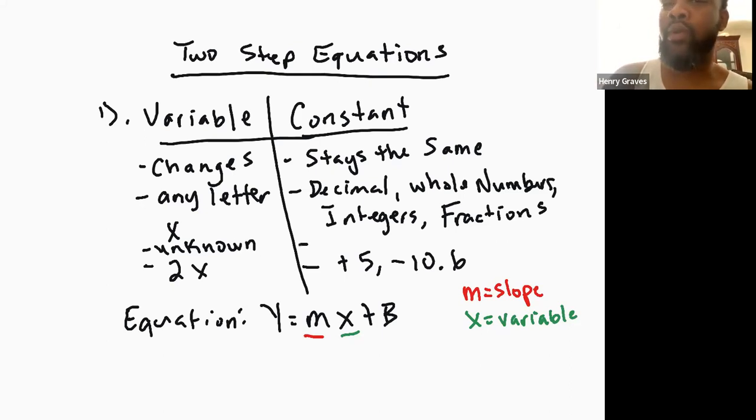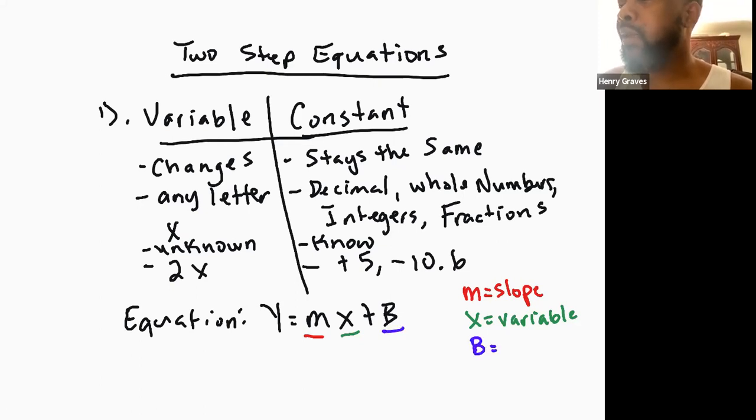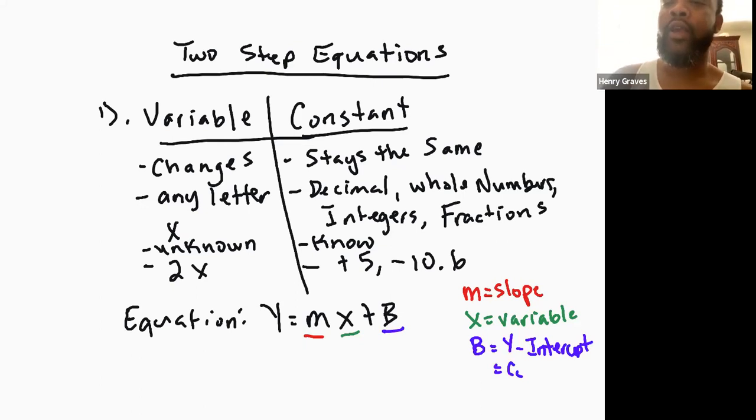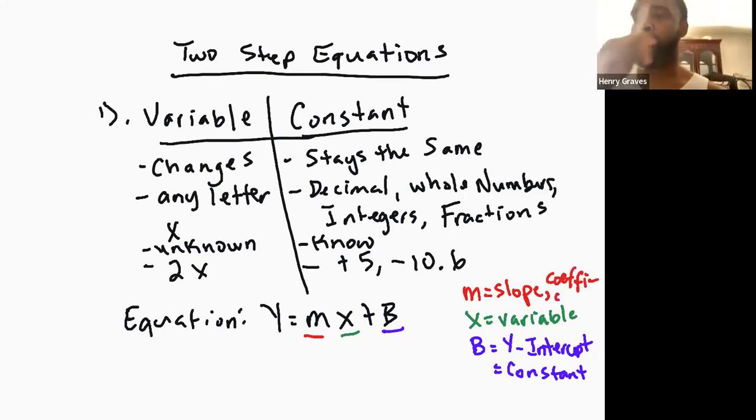So in this one, we have our b, and this is our y-intercept. And the y-intercept is obviously when the function crosses the y-axis. But the y-intercept is usually also a constant. The slope m is also one more thing. Slope m is also the coefficient, and the coefficient is the number in front of the x. Okay, so hopefully that made a little bit more sense as I now begin to solve two-step equations.